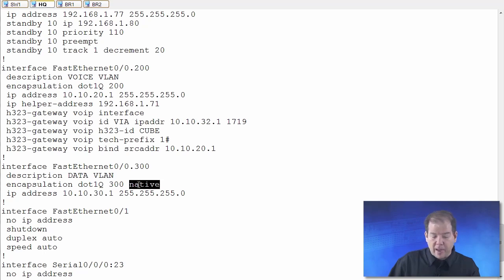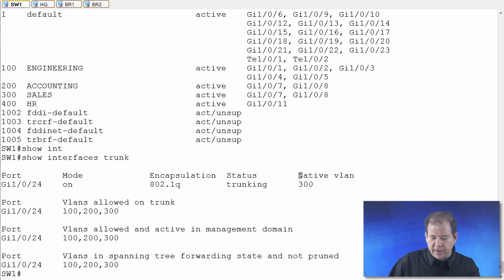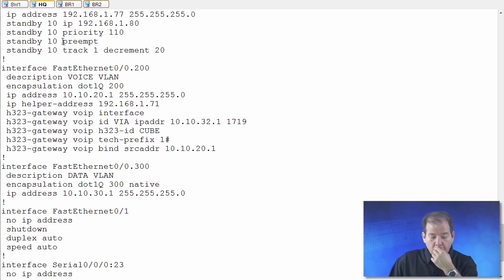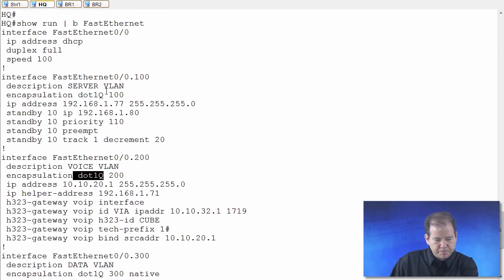It says here on the router that 300 is the native VLAN, and that's what we had on the switch as well. The native VLAN was 300, so that matches up. Excellent. Also, notice that all of these subinterfaces are using .1Q encapsulation. That's important. That's matching up.